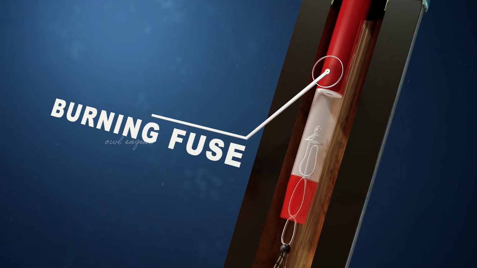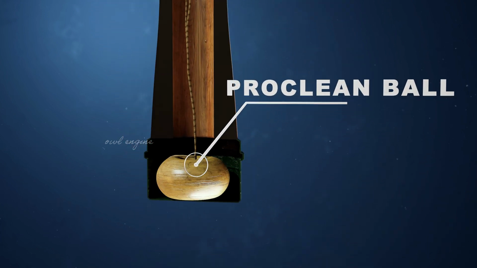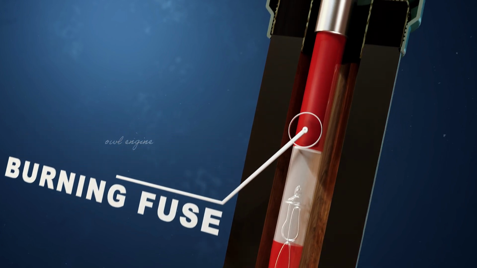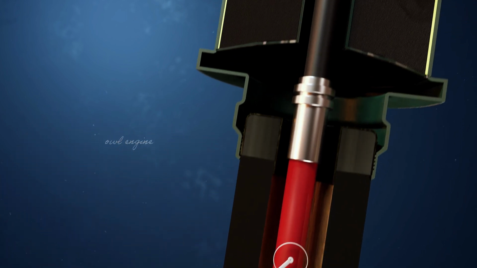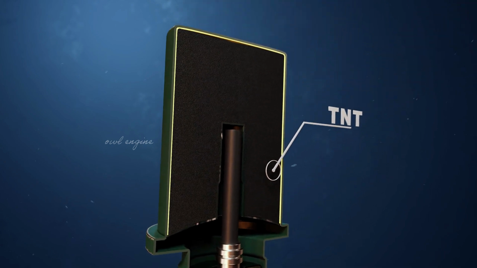The burning fuse is connected to the cord, and this cord is attached to the porcelain ball. The porcelain ball is connected to the safety cap. The burning fuse is made of lead. There's a detonator at the end of the burning fuse, which is located at the head where the TNT is placed.